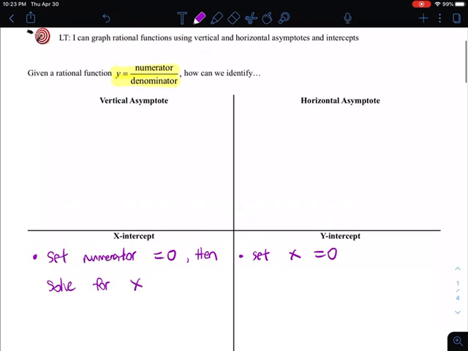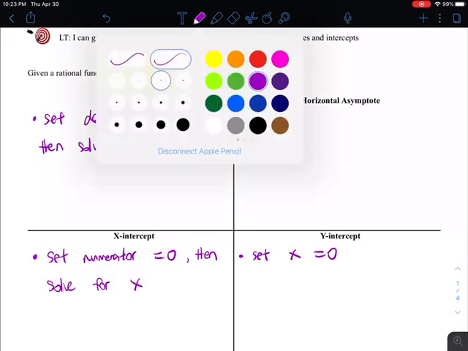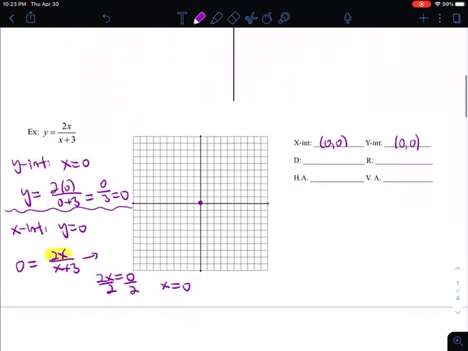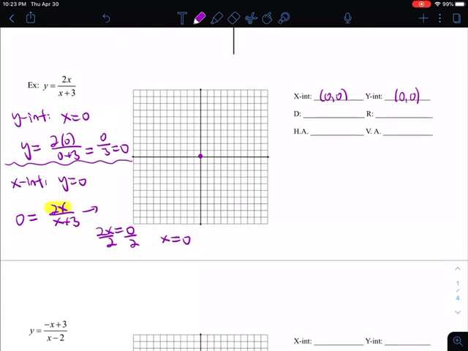So for the vertical asymptote, let me go up here. What you want to do is, it's actually the opposite of the x-intercept. So here you actually want to set the denominator equal to 0, then solve for x. So really big distinction here: for vertical asymptote, it's the denominator. For x-intercept, it's the numerator.